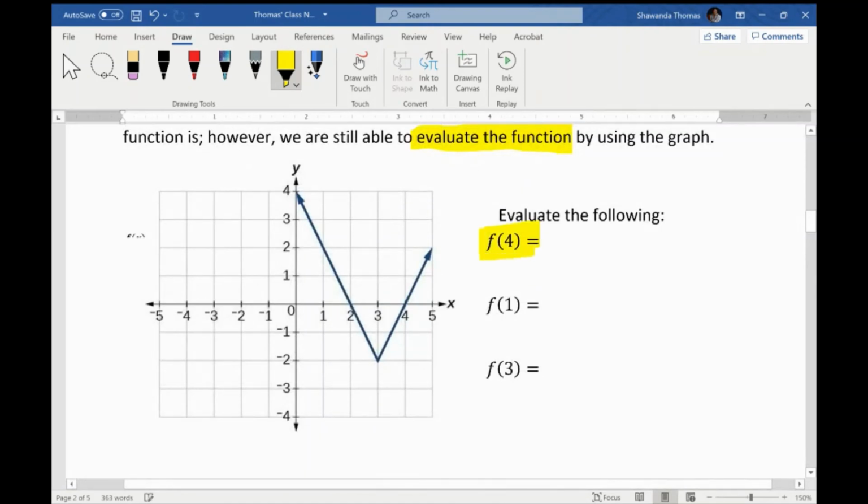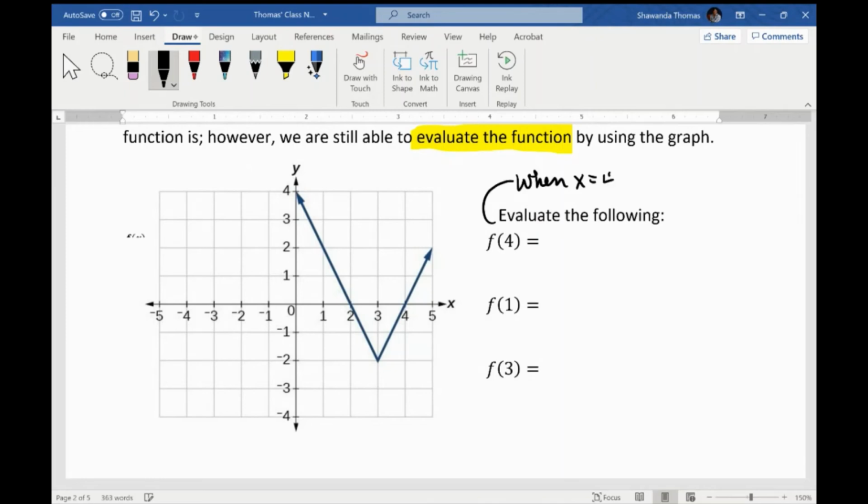Let's look at the first one, f of 4. For this one, what is the x value? It's 4. Yep, x equals 4. So it's asking us to figure out, when x equals 4, what is y? So let me erase this. When x equals 4, on the graph, what is the corresponding y?